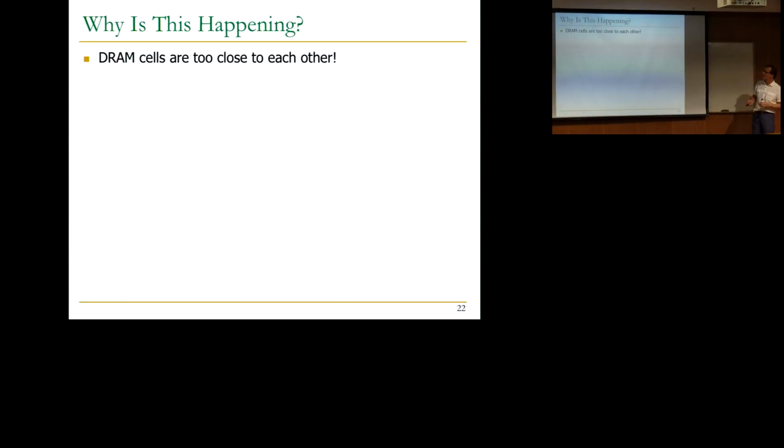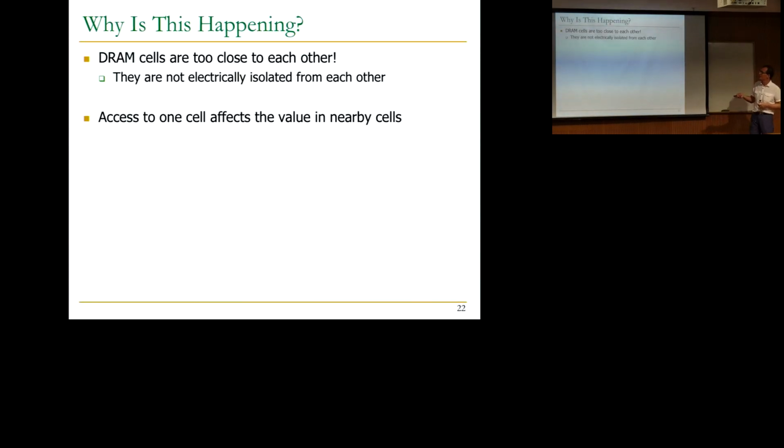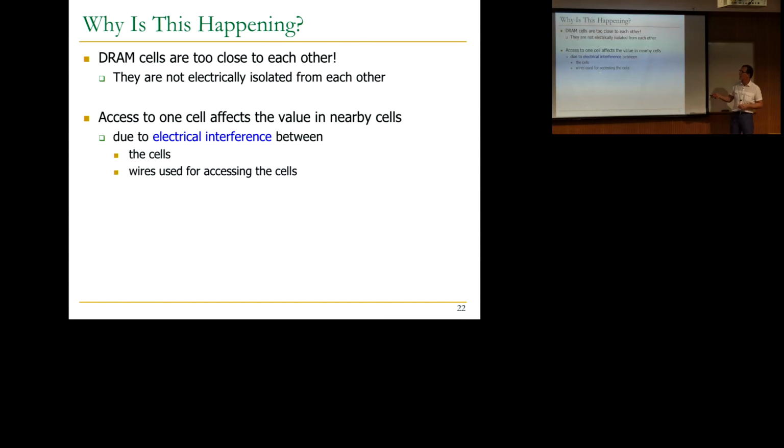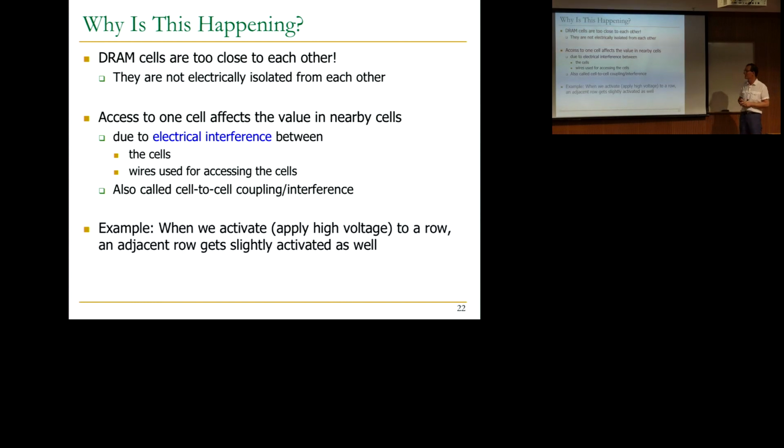OK, so why is this happening? As I said, DRAM cells are too close to each other. They're not electrically isolated from each other. Access to one cell affects the value of nearby cells due to electrical interference between the cells and between the wires that are used for accessing the cells. It's also called cell-to-cell coupling or cell-to-cell interference. I'm going to talk about that a little bit more later.